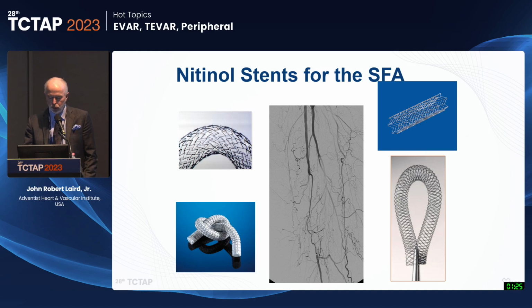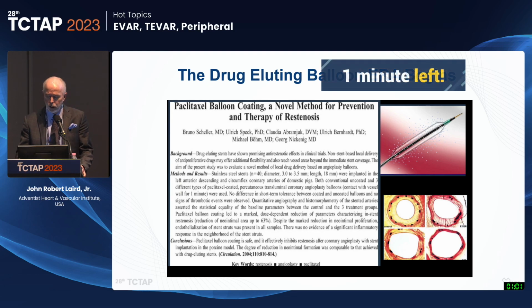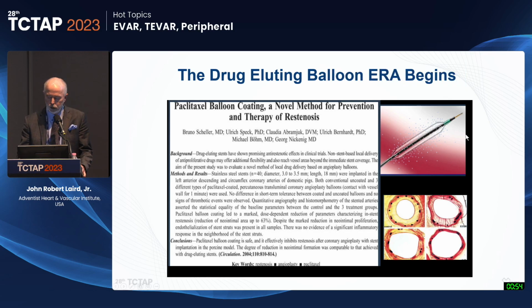But probably the biggest advance that we've seen in my lifetime of doing procedures in the SFA has been the advent of the drug-eluting balloon. This was the initial paper from 2004 by Scheller and Speck, who were able to demonstrate that if you took paclitaxel and mixed it with iodinated contrast, you could then coat a balloon and allow the paclitaxel to come off the balloon and effectively deliver drug into the vessel wall to inhibit subsequent neointimal proliferation.